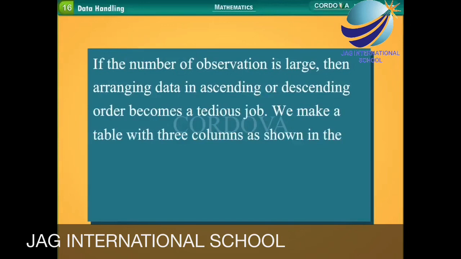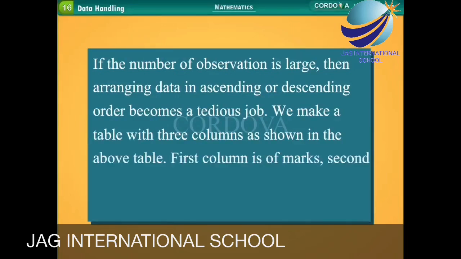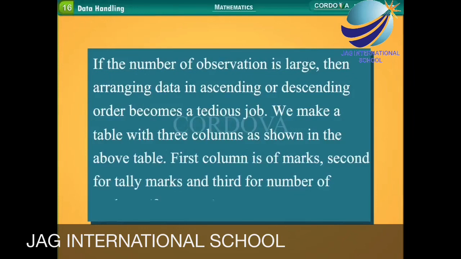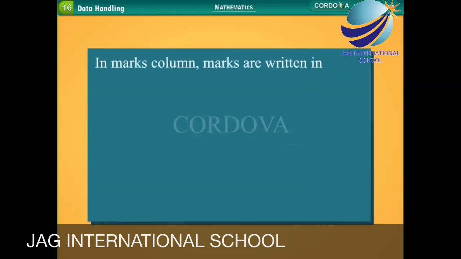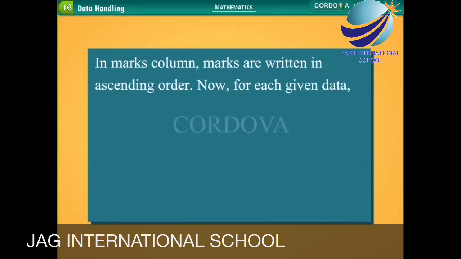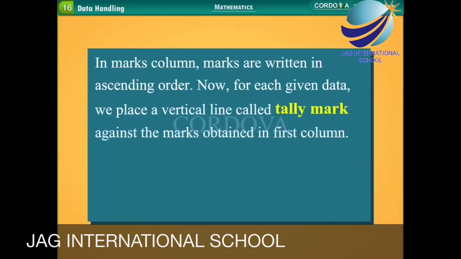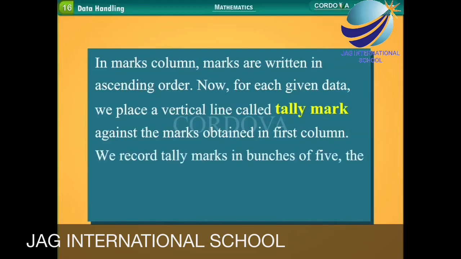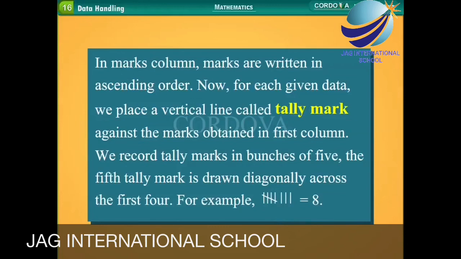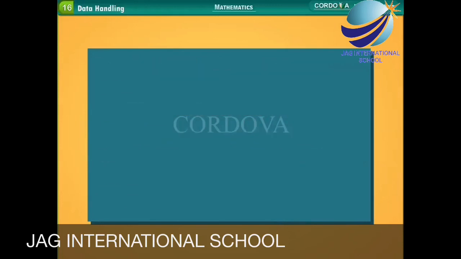We make a table of 3 columns as shown in the above table. The first column is of marks, the second for tally marks, and the third for number of students, the frequency. In the marks column, marks are written in ascending order. Now, for each given data, we place a vertical line called a tally mark against the marks obtained in the first column. We record tally marks in bunches of 5. The fifth tally mark is drawn diagonally across the first 4. For example, the tally bunch is equal to 8.